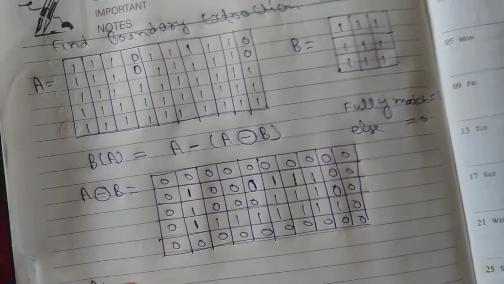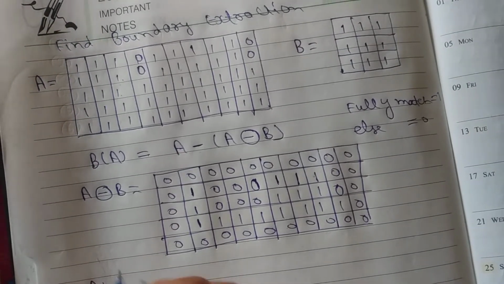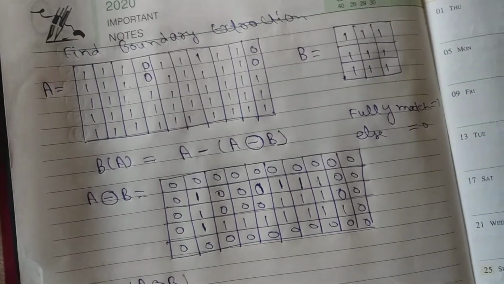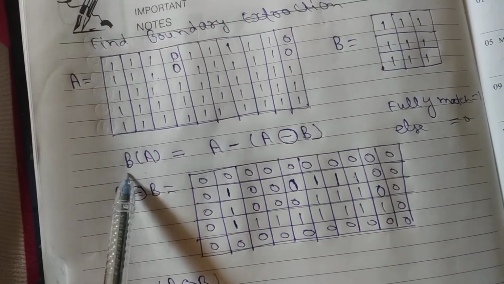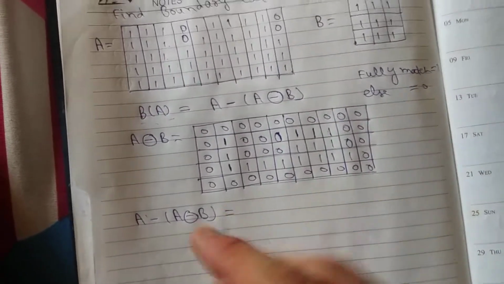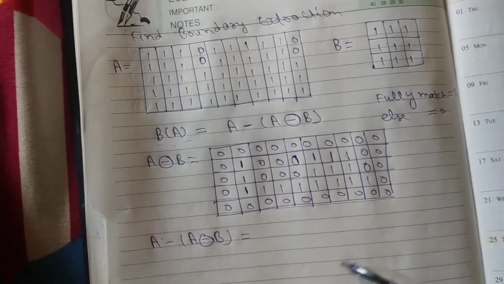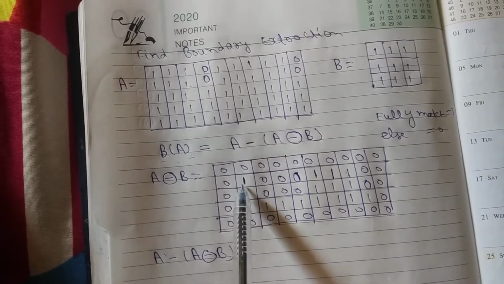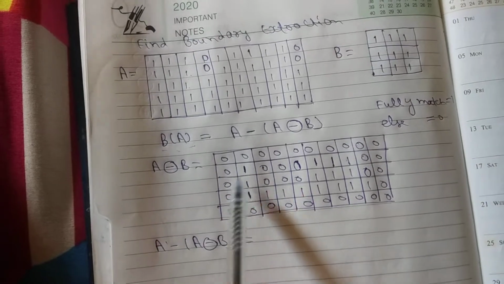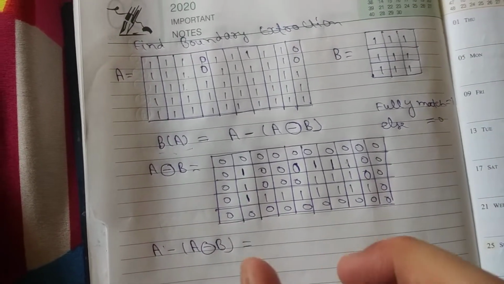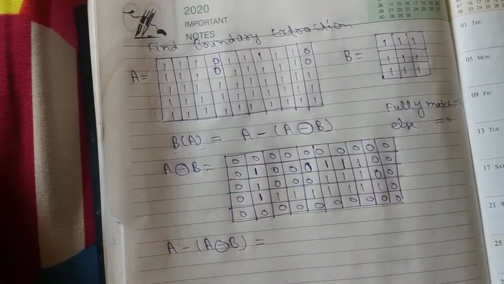Then we have to find A minus A erosion B, because this is called the extraction of the boundary. So now we have to subtract all the ones that are present here, whatever the values of A that are present here should not come in the final output.